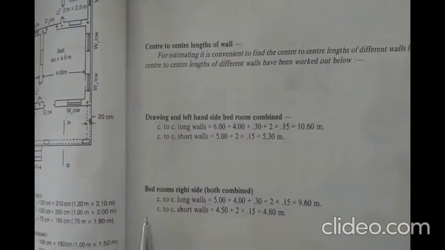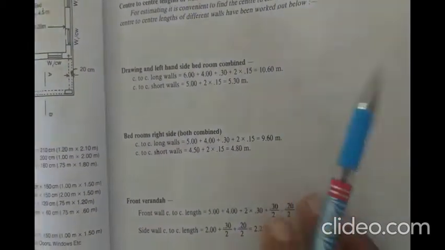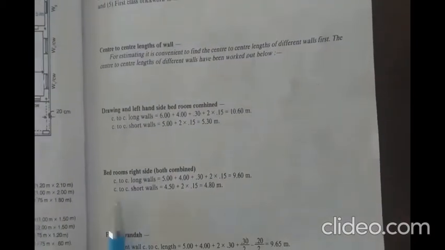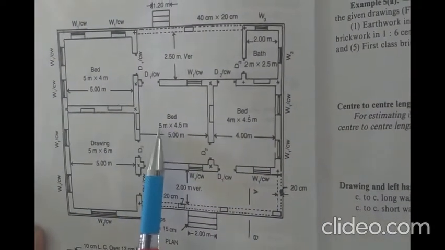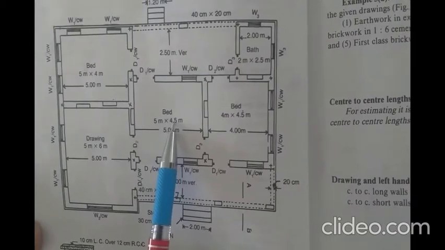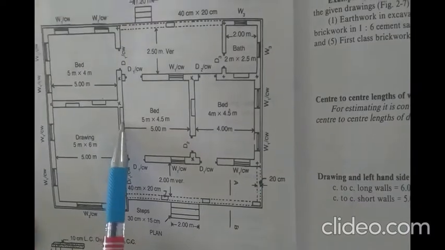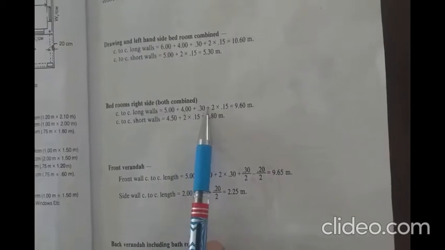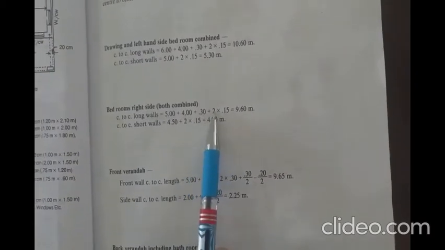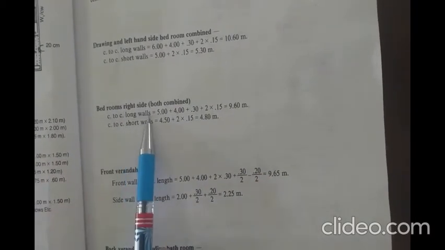Now the second part, the bedroom side, both combined. Let me show you physically on this drawing, the drawing room side, both combined. What we have to compute is the center to center distance from this point to this point. You have to add this width, 4.5 meter, and this 4 meter, and this wall thickness, and half of this wall thickness, half of this wall thickness. You will get the center to center distance. This is 5 meter, 4 meter, two wall thicknesses, one wall thickness, two half wall thicknesses. In this way you can get the very simple center to center distance of long walls.